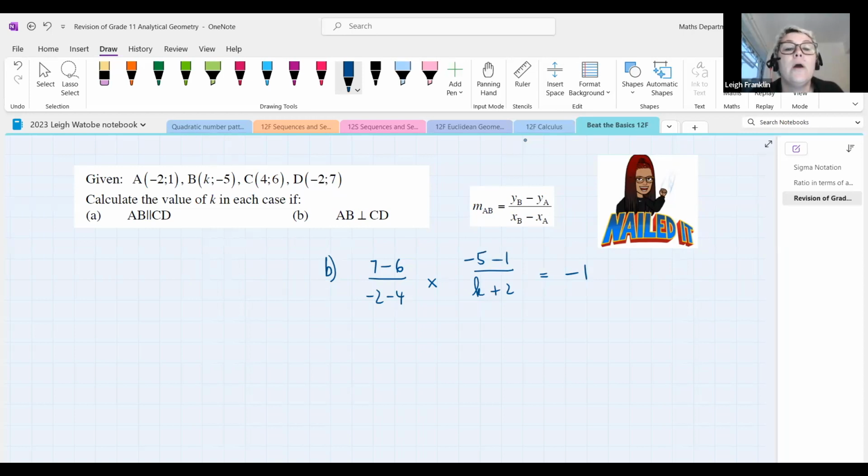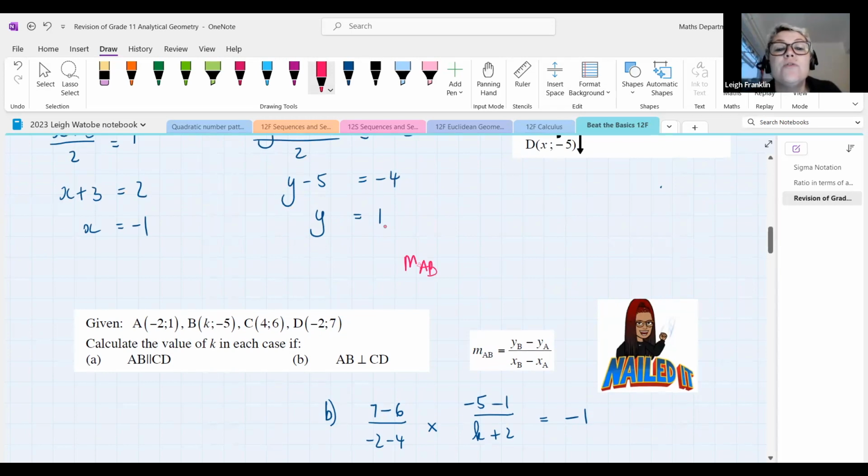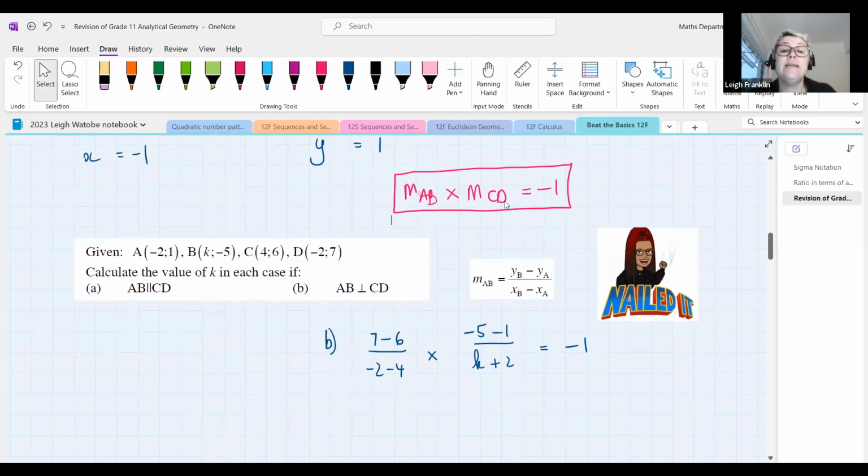No, ma'am. Unfortunately, it doesn't at all. Okay. All right. So when lines are perpendicular, the product of their gradients is always -1. So the gradient of line AB multiplied by the gradient of line CD is equal to -1. Okay. This is something that you know from grade 11, yes? Yes. Okay. All right. So what you could do as an alternative here is you could work out the gradient of line CD separately if you wanted to.